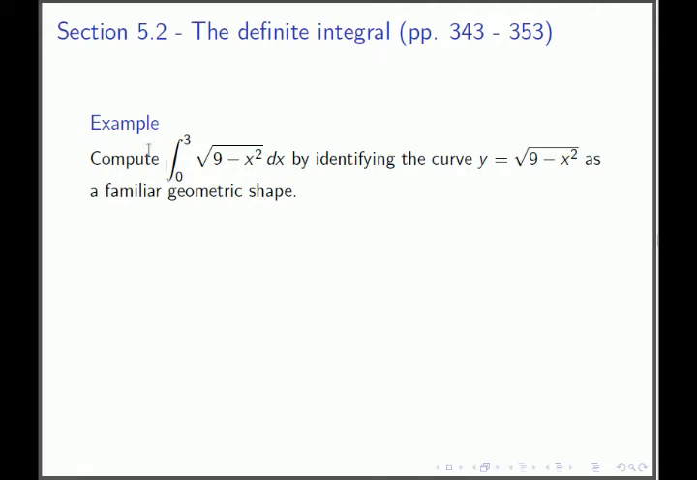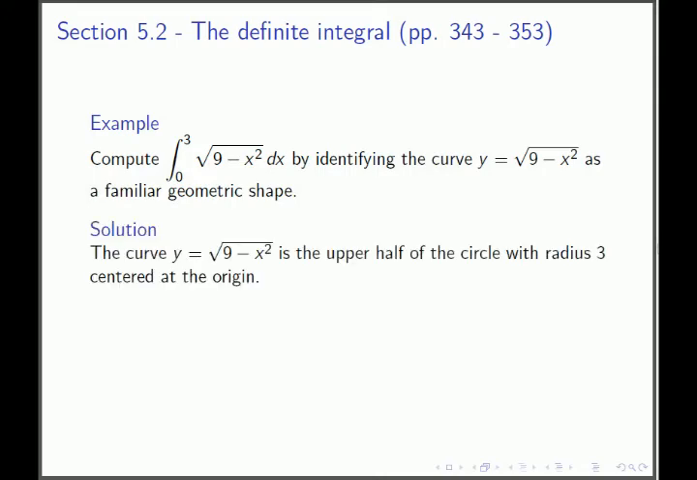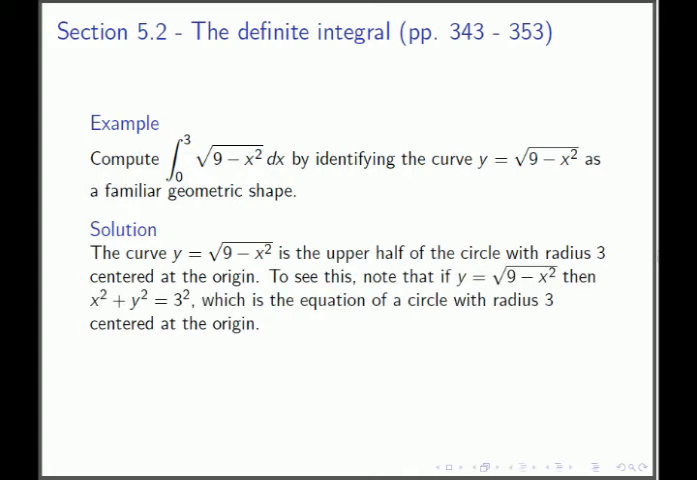So we're going to compute this definite integral by identifying the curve y equals square root of 9 minus x squared as a familiar geometric shape. Okay, so the curve that I've represented here is, I claim, the upper half of the circle with radius 3 centered at the origin. To see this, just note that if we square both sides and then add x squared to both sides, then we get x squared plus y squared equals 3 squared.